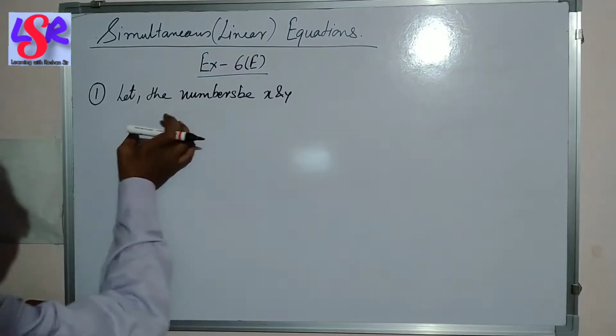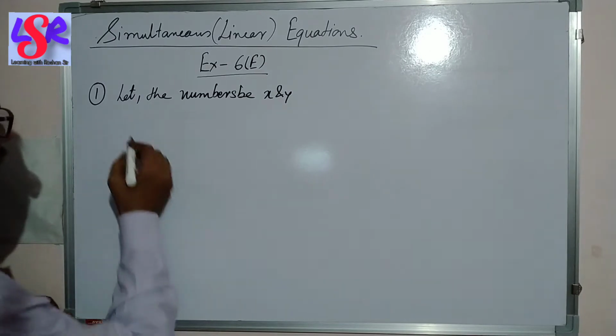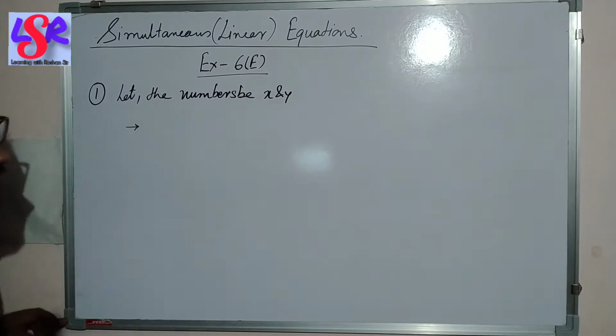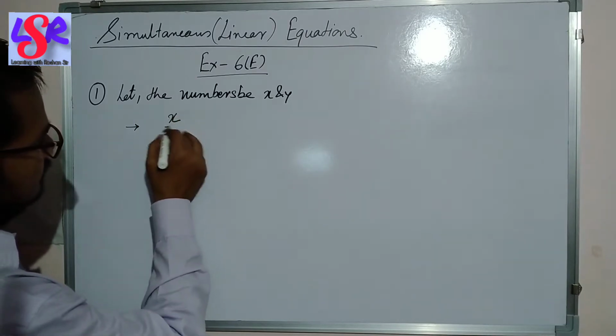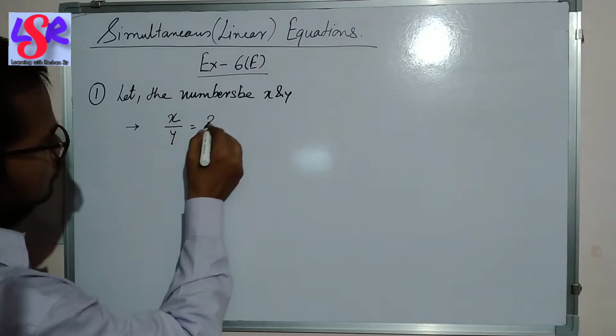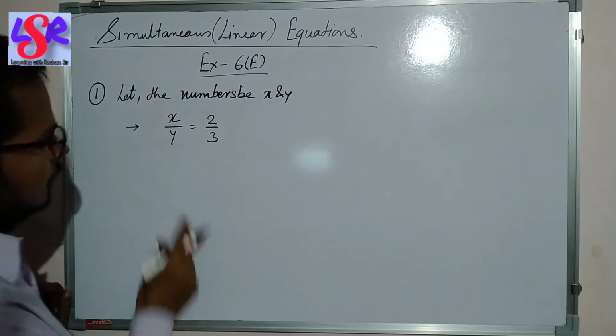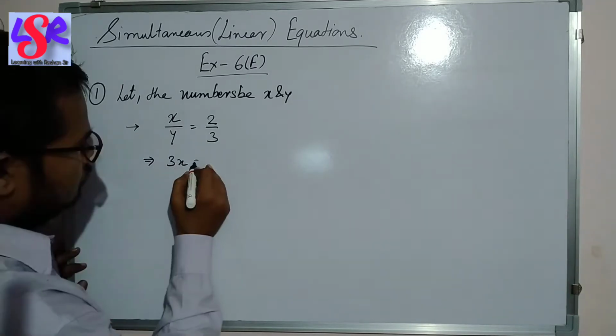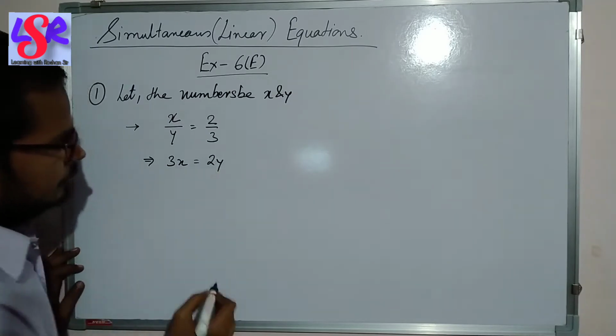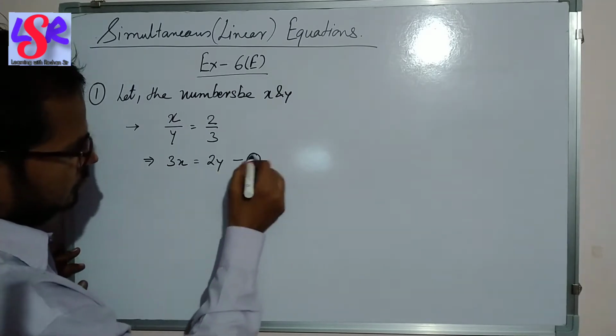Find the numbers. Now let the numbers be x and y. In the very first equation, it is given that the ratio of these two numbers is 2:3. So it will be x upon y equals 2 upon 3. Now we can do the cross multiplication and we get 3x equals 2y as our first equation.